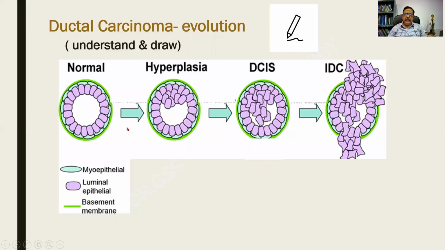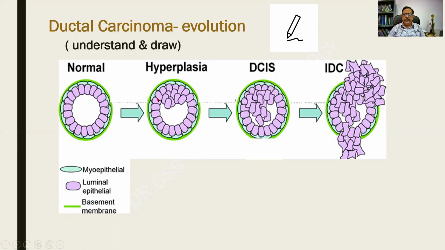This is a schematic picture of a ductal carcinoma. This is a normal duct that we see. The violet colored ones are the internal epithelium and the slightly bluish ones are the myoepithelial cells. The green line is the basement membrane. So this is the normal structure of any duct in a breast.